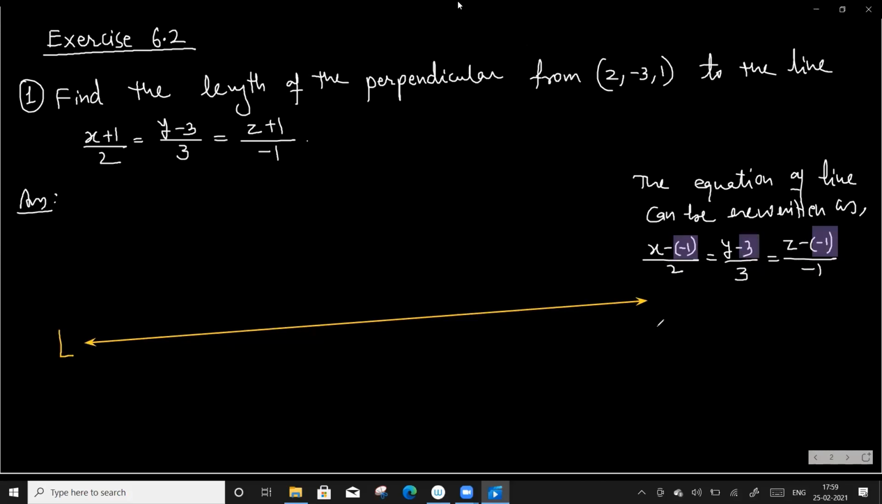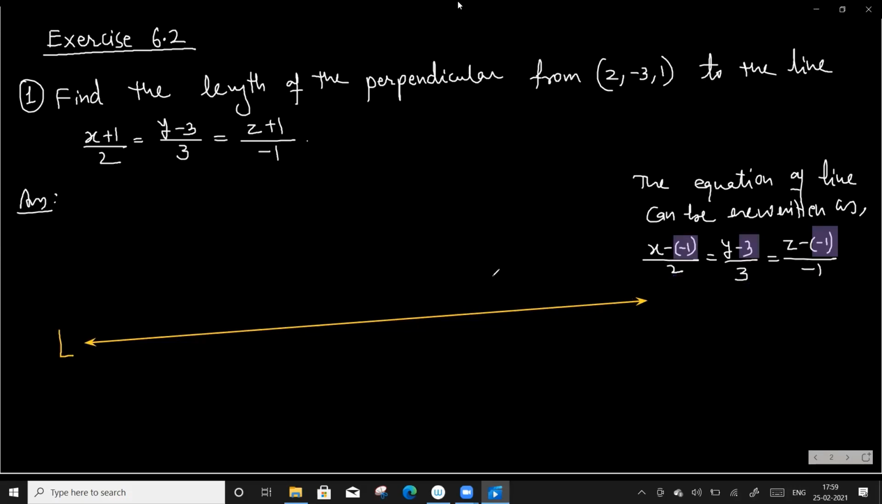And what do the denominators give us? The denominators give us the DRS of the line. That is, they give us a vector parallel to the line. Okay.